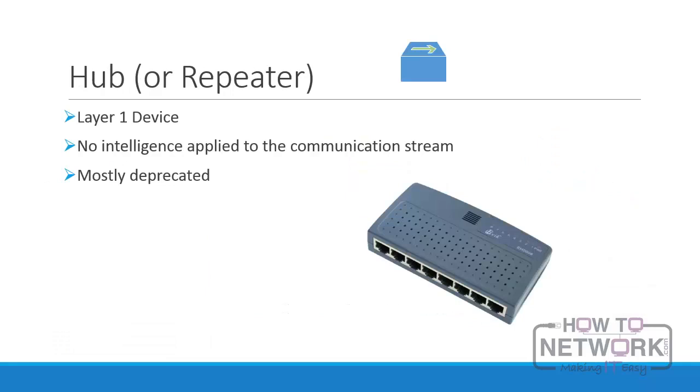A hub or repeater is a layer 1 device. There is no intelligence applied against the packet. It is simply repeated, passed on to every port except the one it came in on. Hubs have mostly become obsolete as network speeds have increased and the cost of other, faster devices has come down.